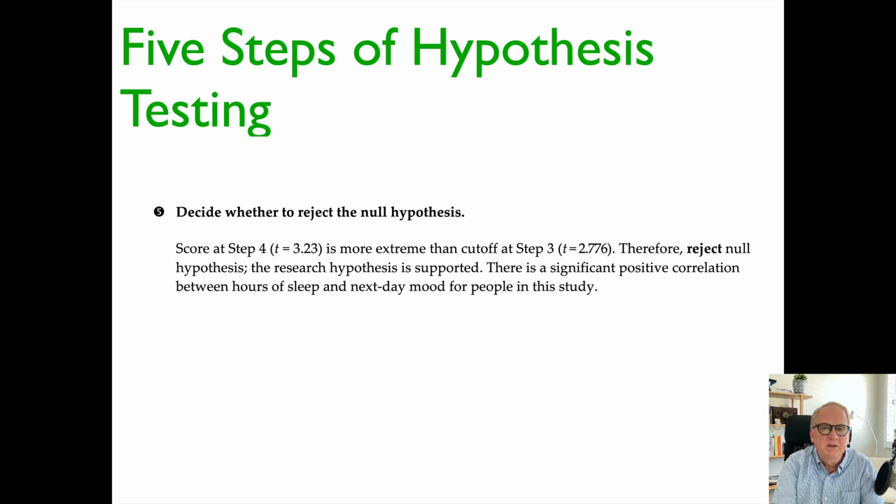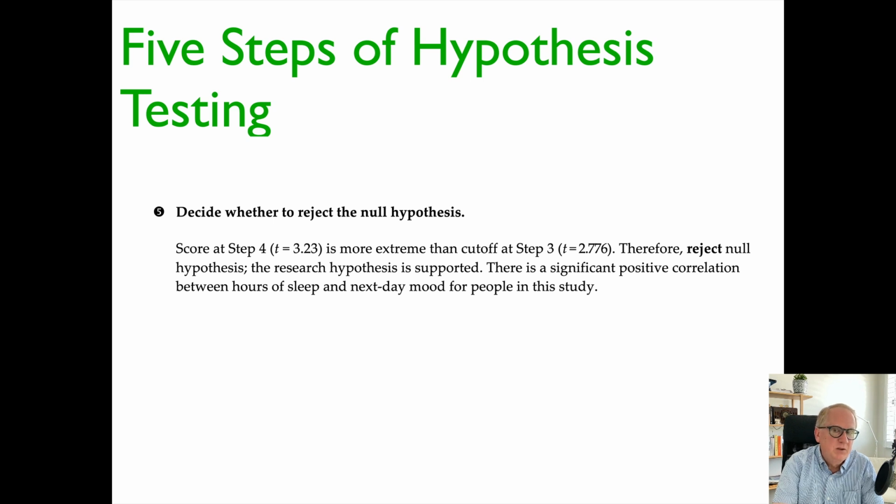So yes, it's more extreme than 2.776, and therefore I'm going to reject the null hypothesis. The research hypothesis is supported. There is a significant relationship between the hours of sleep and the next day mood for people in the study. And I can even say it's a positive correlation because I did actually get a positive R. All right, so those are my 5 steps of hypothesis testing, how I determine whether or not a correlation is significant. And again, I'm doing this all by hand.